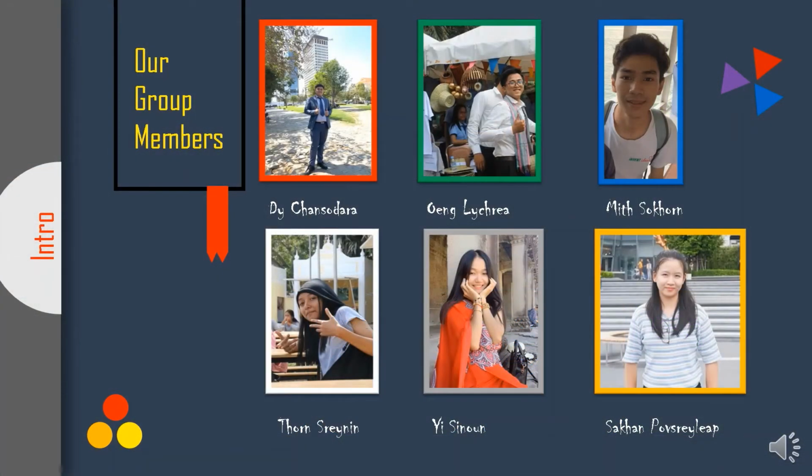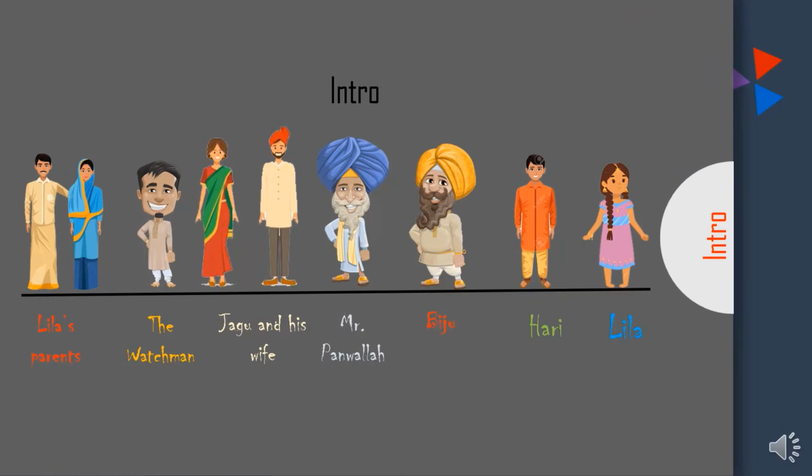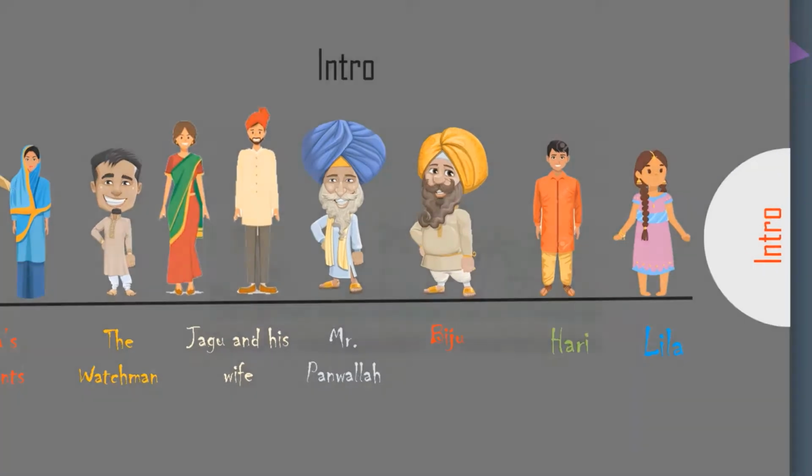There are members of our group who will be presenting today, and these are the character models that we will be using throughout the story. Without further delay, let us start with a summary of Chapter 10.